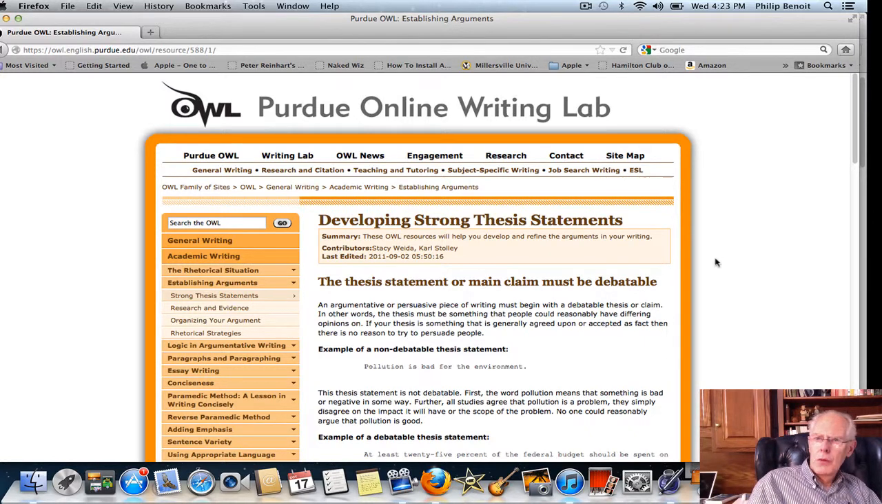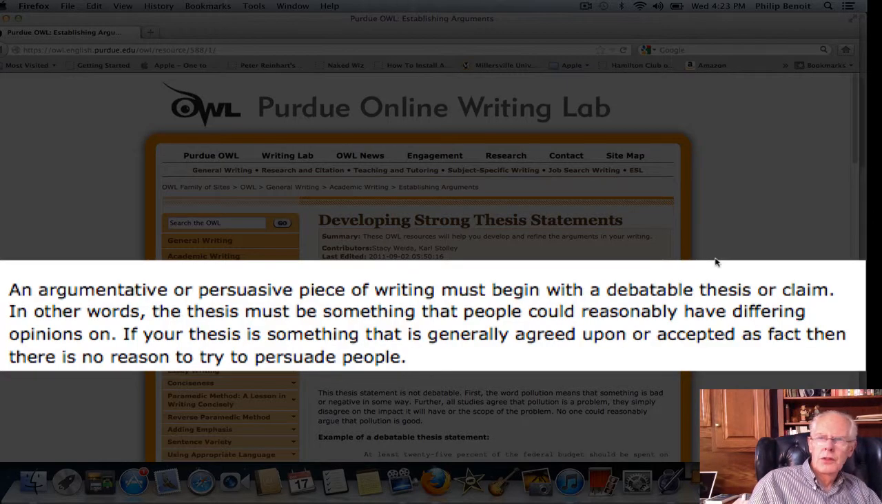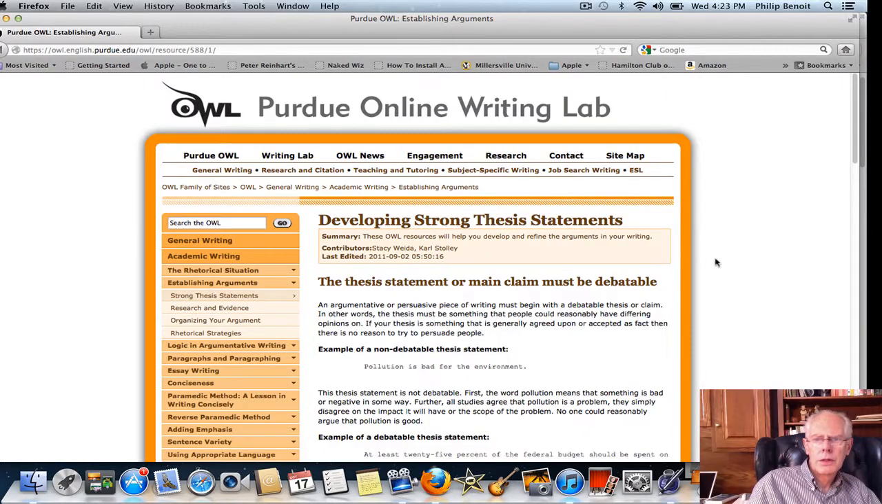If it's something very outrageous or something very bland, something that's generally accepted as true, it's not going to be a very good argumentative paper, because what's the point of writing something that everyone pretty much agrees on? So your main claim, or your thesis statement, needs to be debatable. In other words, something that people could reasonably have differing opinions on. If it's generally agreed upon, then it's really no topic that anyone is going to be interested in, or why would you bother writing about it in the first place?